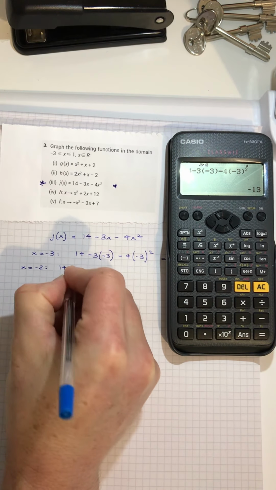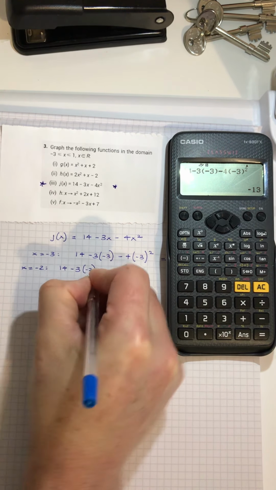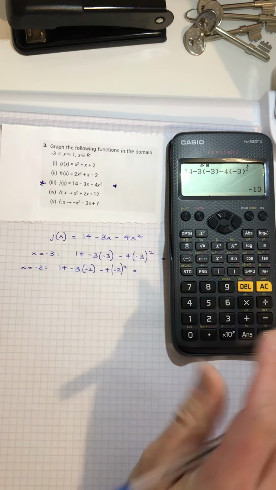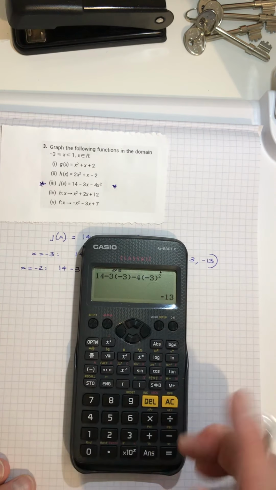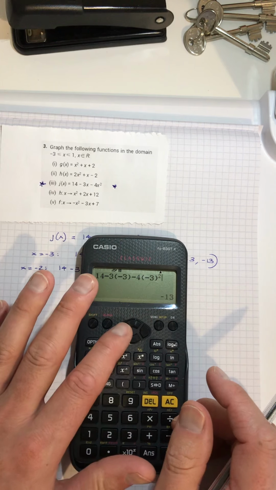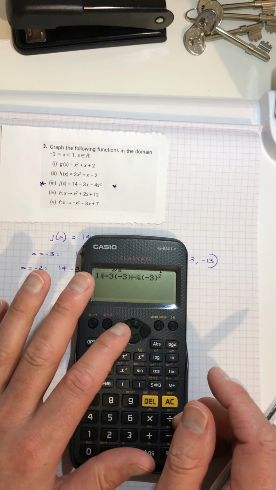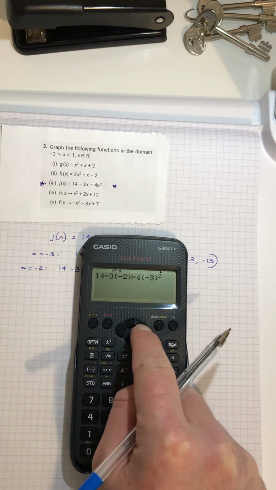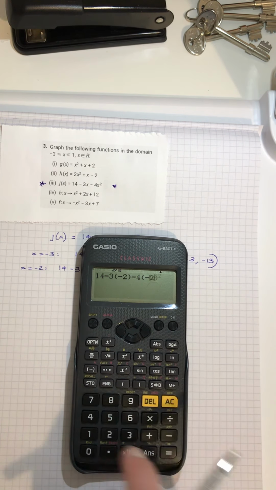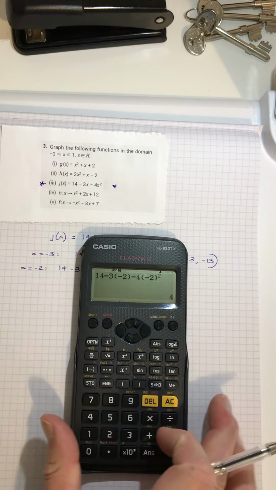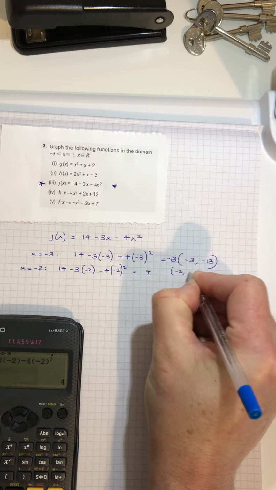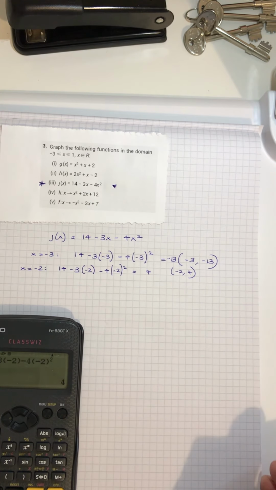So 14 minus 3 times minus 2 minus 4 times minus 2 squared will be equal to. So what do I mean? Well, just use the arrows and go back. Change the minus 3 to minus 2 in both places equals 4. So 4. So minus 2, 4.